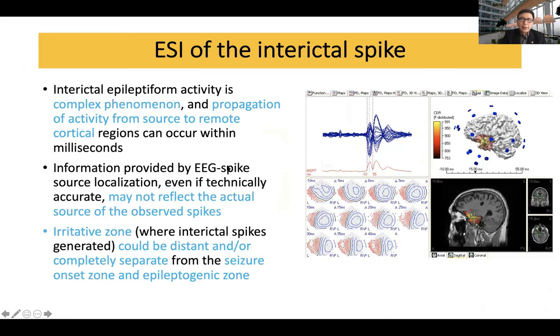ESI of interictal spikes, interictal epileptiform activity, is a complex phenomenon, and propagation of activity from the source to remote cortical regions can occur within milliseconds. So the information provided by EEG spike source localization, even if technically accurate, may not reflect the actual source of the observed spike. The irritative zone, where the interictal spike is generated, could be distant or completely separate from the seizure onset zone and the epileptogenic zone.